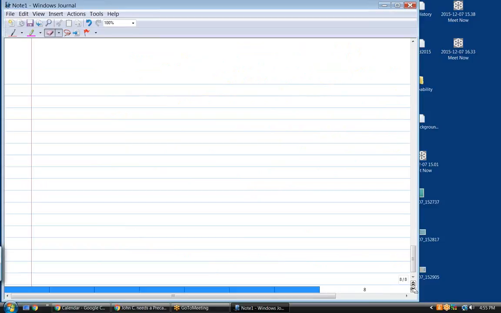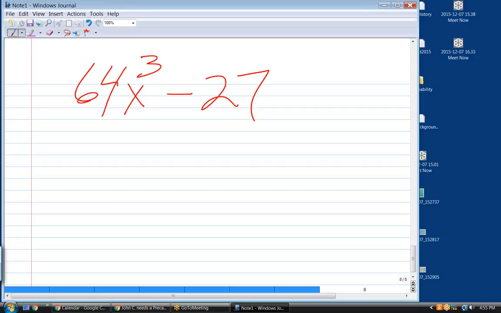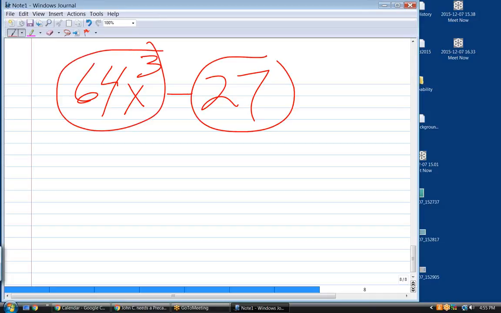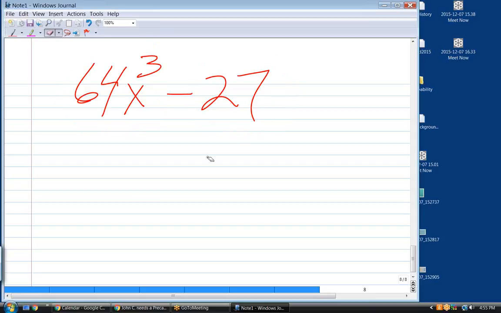Alright. What else, Julie? Oh, well, this one I missed and it was kind of stupid. It's 64x cubed minus 27. 64x cubed minus 27. Okay, you might not recognize that, but is that difference of perfect squares? No, that's not a perfect square, nor is that. Well, what's our other choices? Is it difference of perfect cubes? Yes, it is.